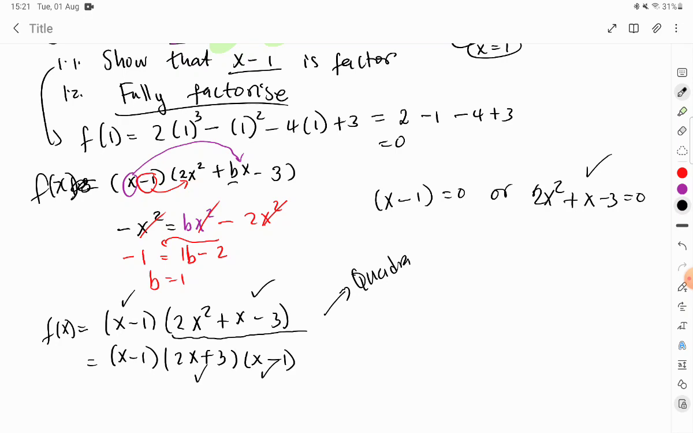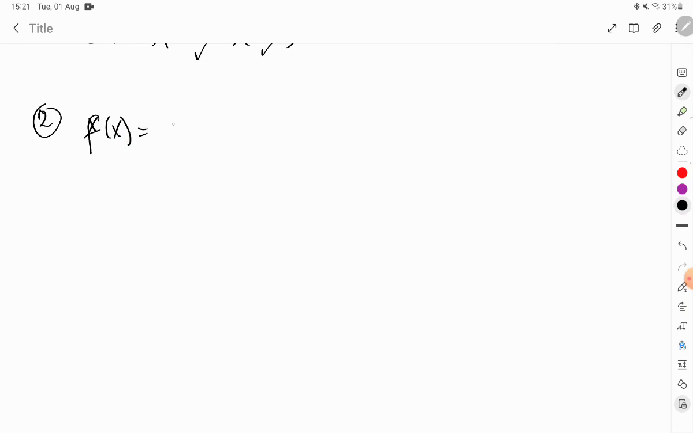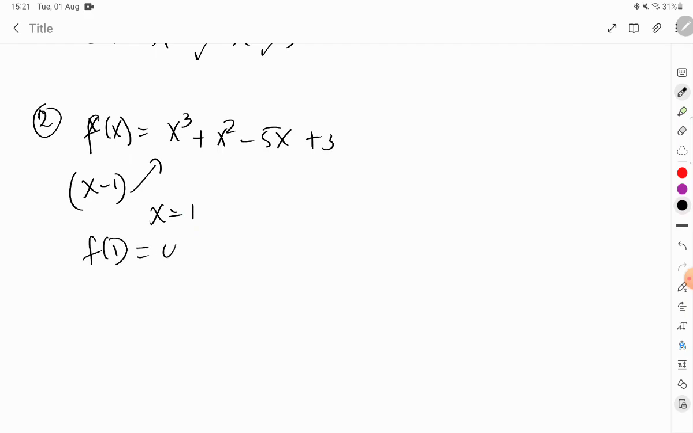Let's take another quick example. Let's do the same thing. For this one, number 2, we have that f of x is equal to x cubed plus x squared minus 5x plus 3, right? Do the same thing. You're being told that x minus 1 is a factor. Show that it is really a factor. Do the same thing. x is equal to 1, then f of 1, you'll find 0, right?